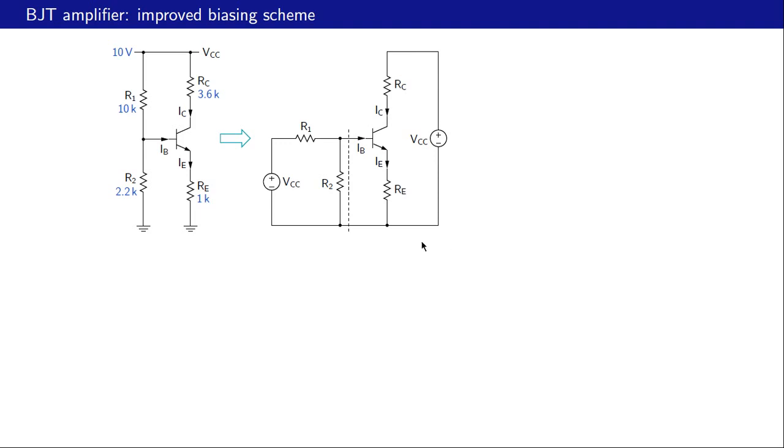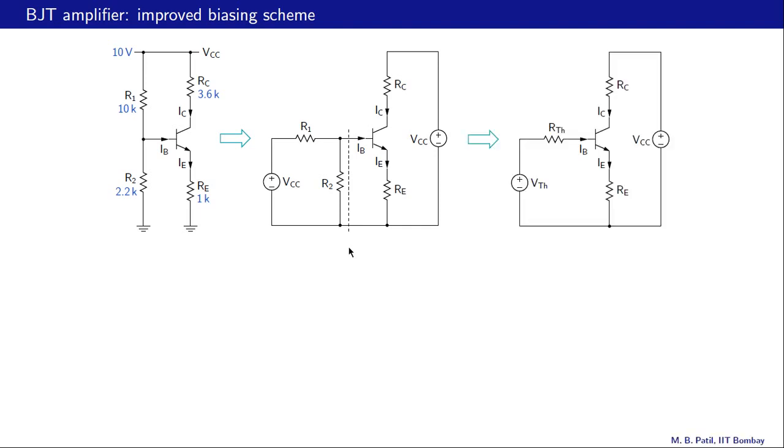Now what we will do is to look at this part and find the Thevenin equivalent circuit. What is the Thevenin resistance? Let's deactivate this independent voltage source, and then we see R1 and R2 in parallel. So that is RTH. What about VTH? The open circuit voltage here. Imagine that nothing is connected here, and then this voltage is R2 divided by R1 plus R2 times VCC. So that is our VTH. After making that transformation, we get this circuit.